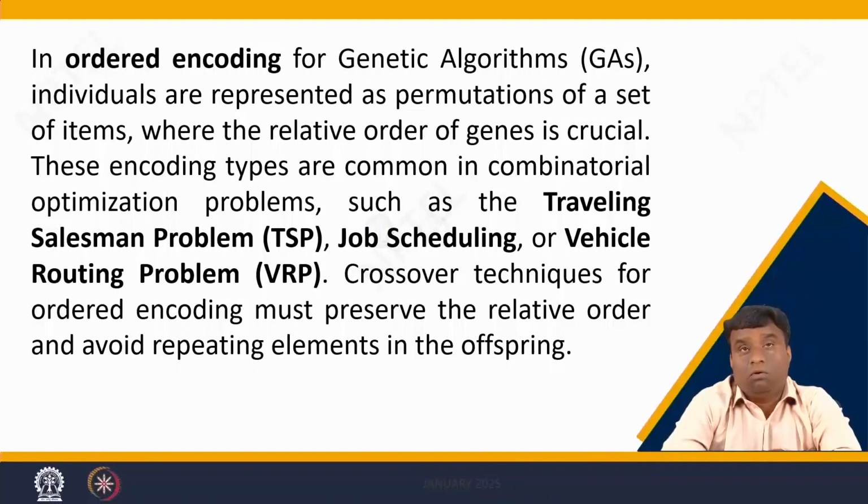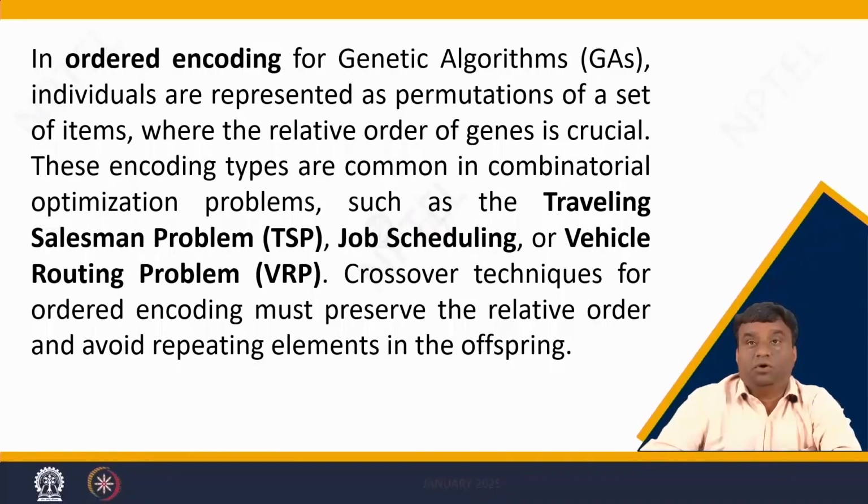In ordering technique for genetic algorithm, individuals are represented as permutations of a set of items, where the relative order of genes is crucial. These encoding types are common in combinatorial optimization problems, such as traveling salesman problems, job scheduling, or vehicle routing problems. Crossover techniques for ordered encoding must preserve the relative order and avoid repeating elements in the offspring.